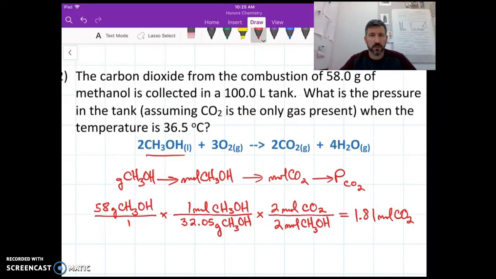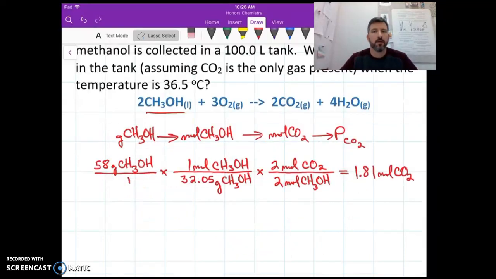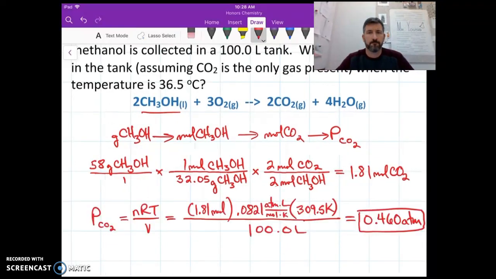I do want you to keep in mind that CO2 is the only gas present, so that means we don't have to worry about partial pressure due to water vapor or any of that. So give it a try. Sorry, I forgot to specify the pressure unit. Let's find pressure in atmospheres. Okay, so there's my answer. I got 0.460 atmospheres.